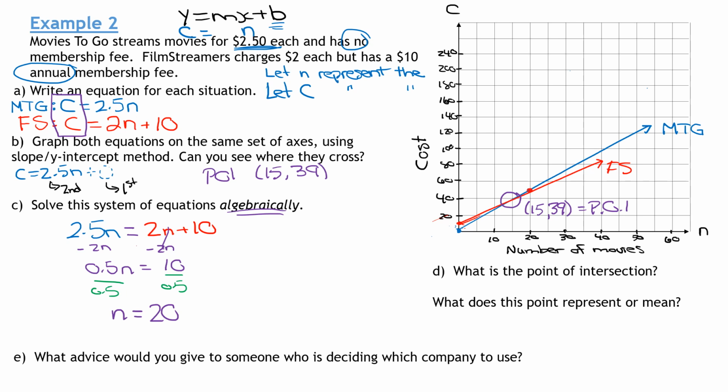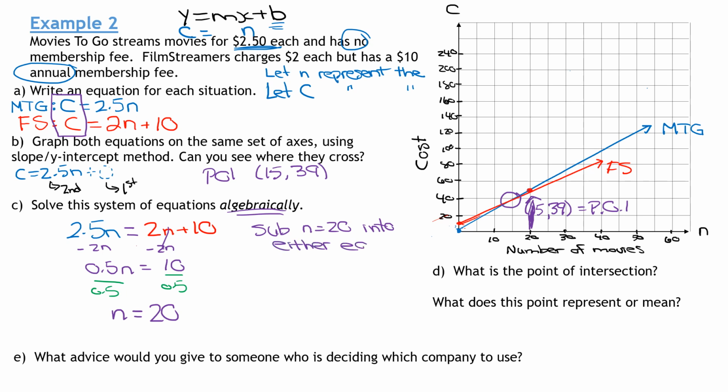So right down here, when our n is equal to 20, which is what we had there, that is where our graphs should intersect each other. So we know the number of movies is 20, now we have to find the cost. So we sub n equals 20 into either equation. It doesn't matter which equation you sub into.